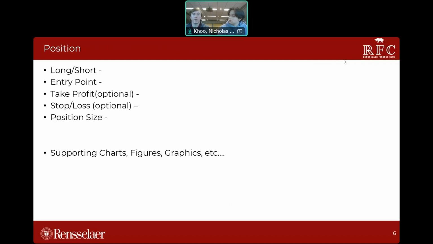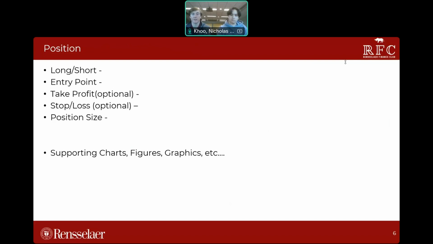What the entry point will be, what your take profit will be, stop loss. These are both optional, given that these are more advanced technical concepts. But if you're familiar at all with how to calculate a take profit or how to calculate a stop loss or how to pitch that, then you're more than welcome to submit that.